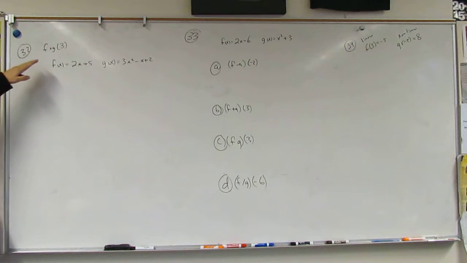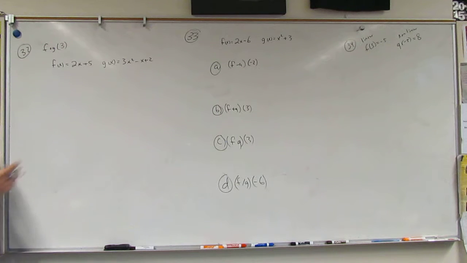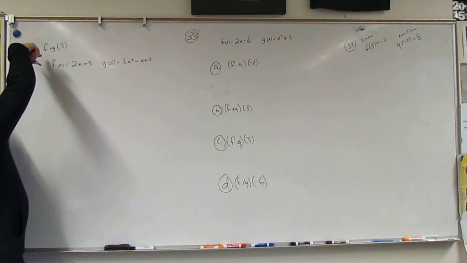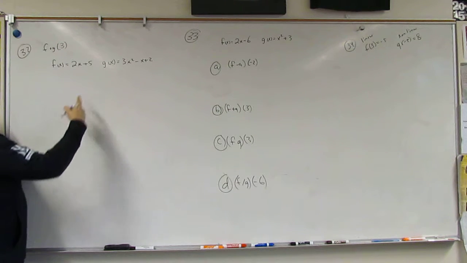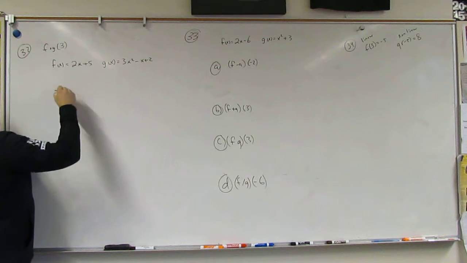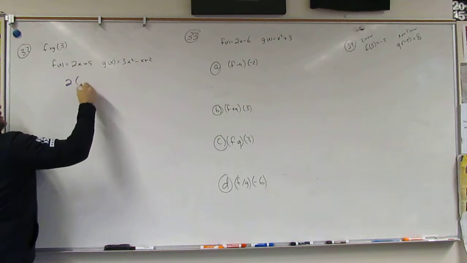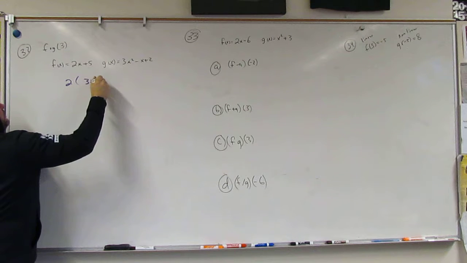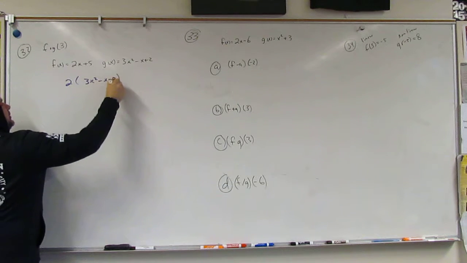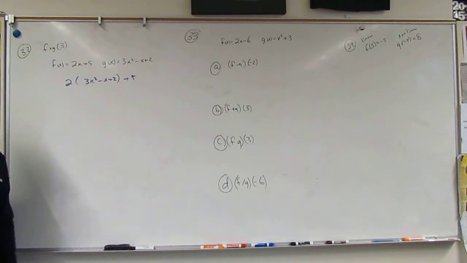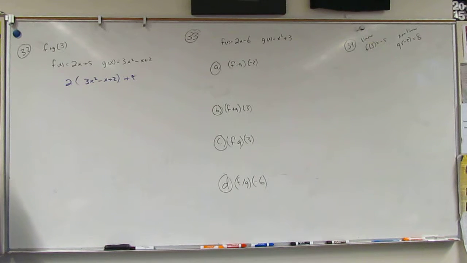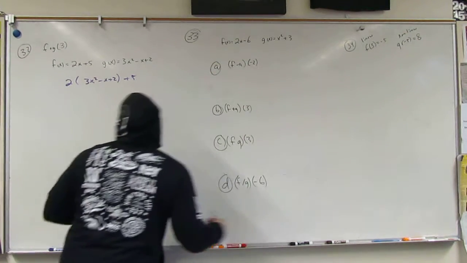So, we got F of G. Now, the way the book wants you to do this is to plug things in. So, they want you to take this and plug it into there and go, oh, it's 2 times 3x squared minus x plus 2 plus 5. I'm not going to do that. You don't have to do that. It's not necessary. Okay? It's a lot easier.